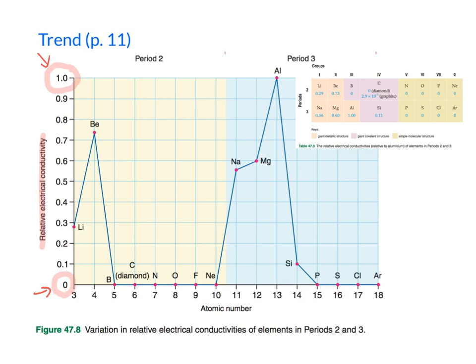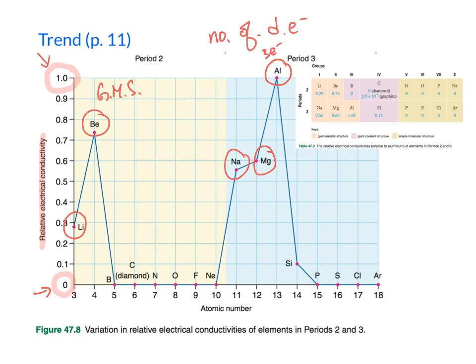For lithium and beryllium, these two are giant metallic structures. We also have sodium, magnesium, and aluminium. You can see that they have different electrical conductivity. It's very easy to guess: it depends on the number of delocalized electrons participating in the metallic bond. Aluminium has 3 electrons, magnesium 2, sodium 1, beryllium 2, lithium 1. Therefore, the more delocalized electrons participating in the metallic bond, the higher the electrical conductivity. And the rest don't have delocalized electrons, so their conductivity is relatively low.